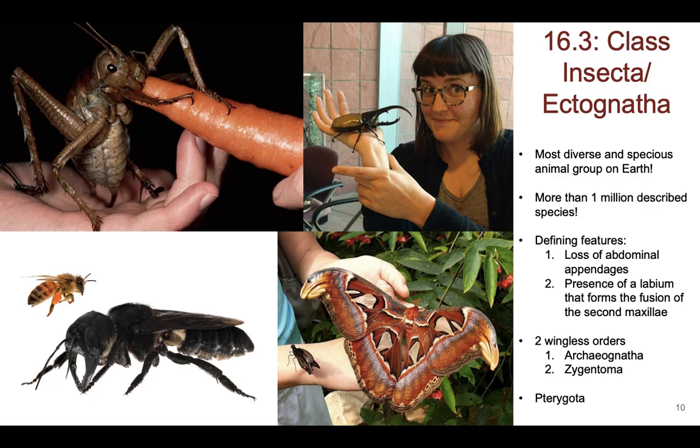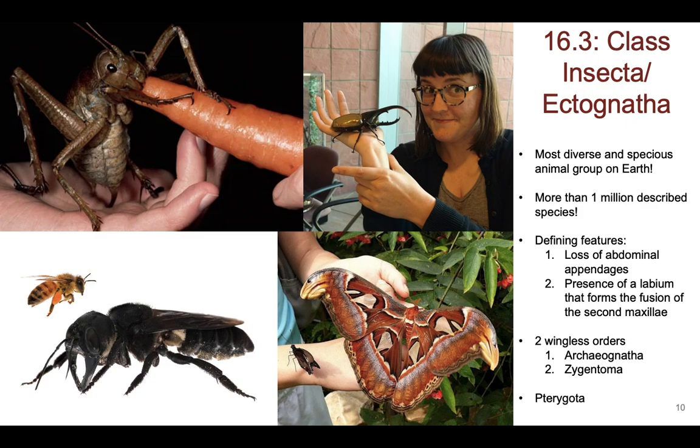So, now let's get on to the bestest group, class Insecta, or the Ectognatha. This is the most diverse and speciose animal group on Earth. So that's why they're the bestest. There's more than 1 million described species of insects. And the defining features of this group are that they do not have any abdominal appendages, and they have a labium that forms from the fusion of the second maxillae. So these are all parts of their mouthparts that are defining for the class Insecta.